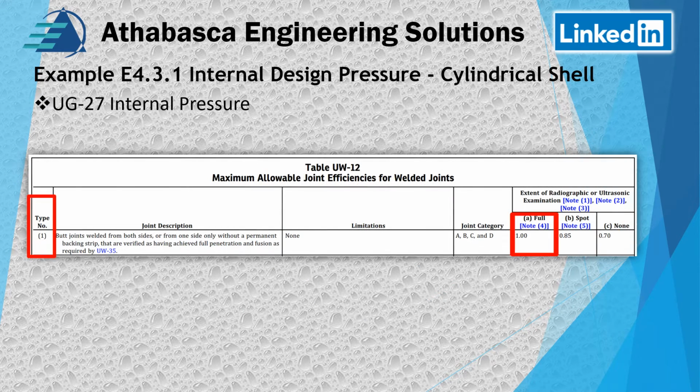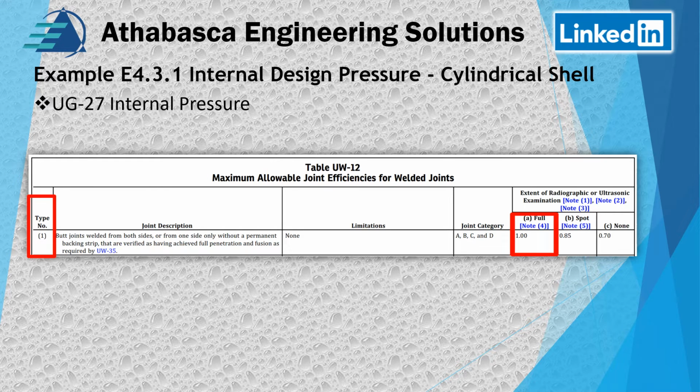Let's go to UW12 because it talks about joint efficiency. Recall earlier that we determined it was a type 1 category joint, which is described as a butt weld, welded on both sides or from one side. In our case, it's from one side without a permanent backing strip. And nowadays, 20 years ago I saw a lot of backing strips. I don't see so many anymore. I'd love to hear from you about your experience of the use of backing strips.